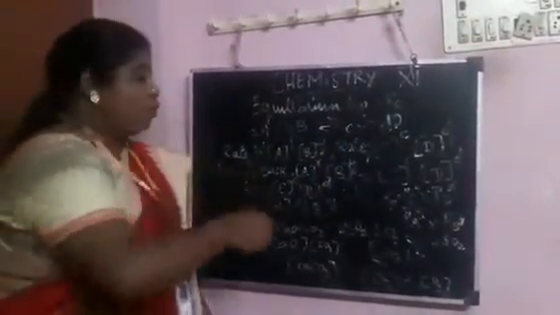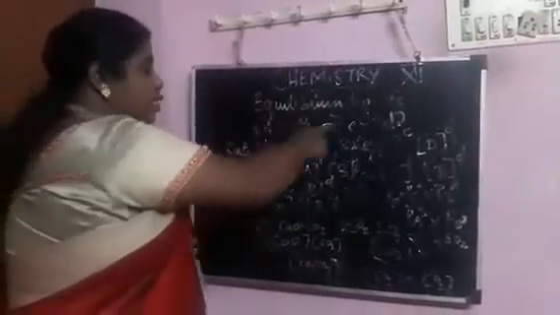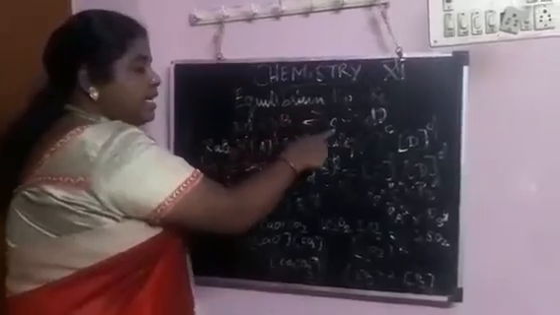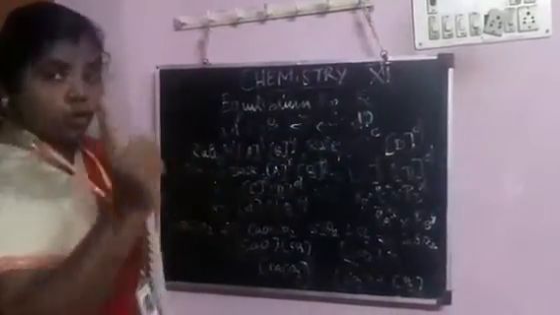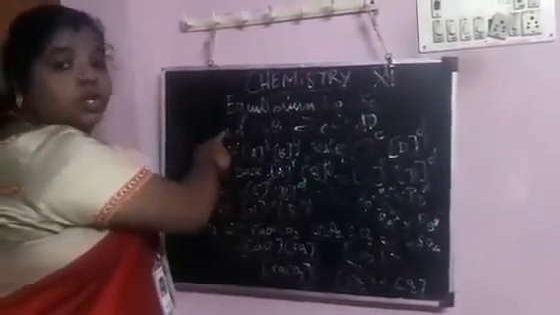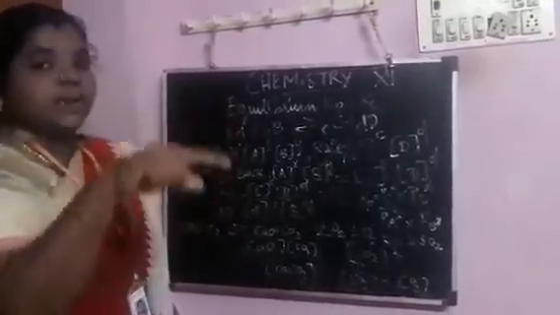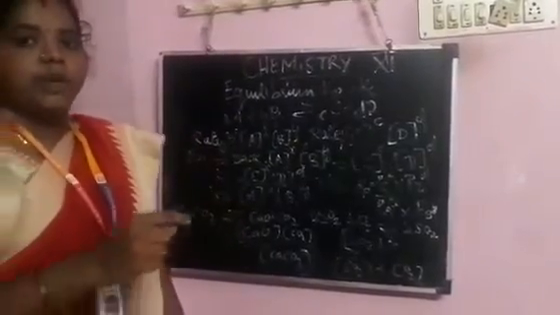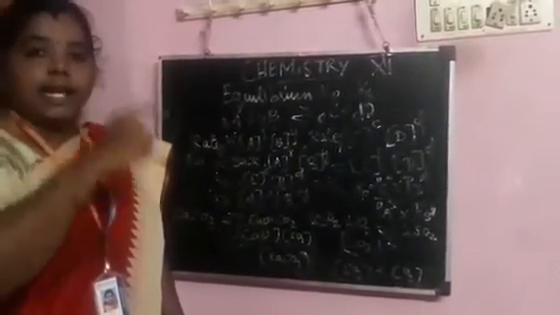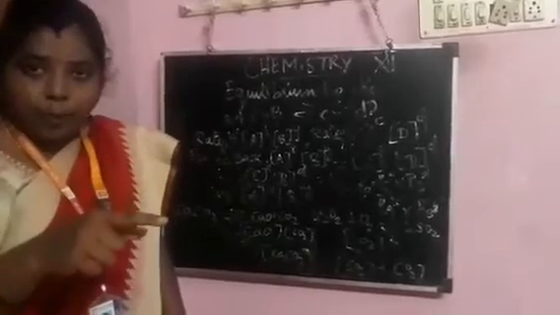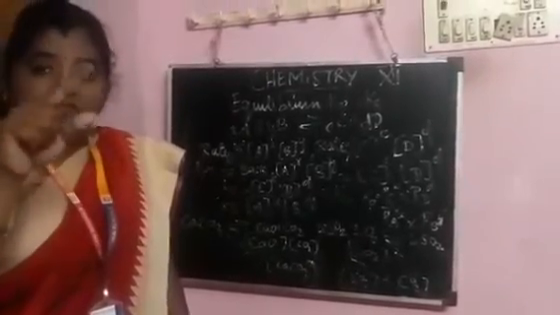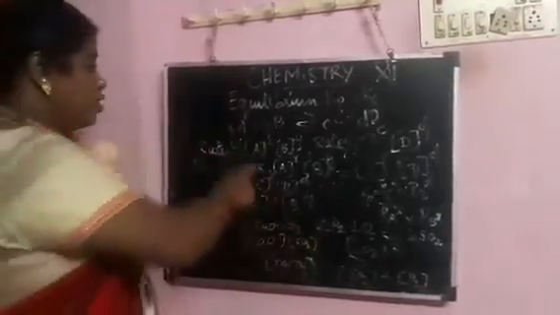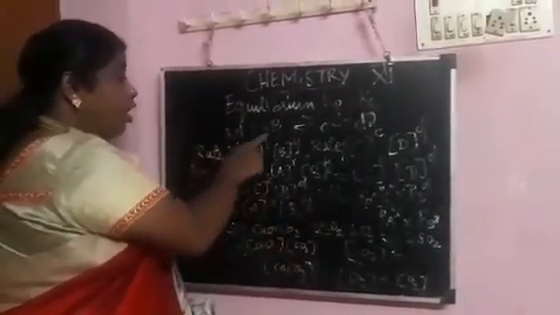First, let us assume this is the equation: xA + yB gives, at equilibrium, cC + dD. You know that x is the stoichiometric coefficient of A, that means the number of molecules of A. Now, according to the law of mass action, what is the law of mass action? The rate of reaction is directly proportional to the concentration of A, with its stoichiometric coefficient in the power.